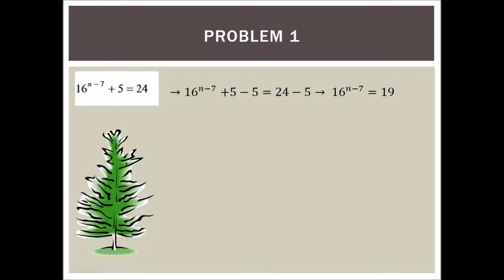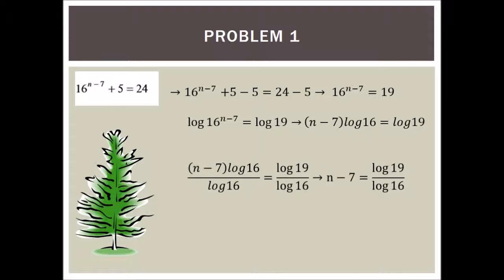Now how in the world are we going to get that exponent off? Well, this comes from the log rules that you have to memorize in the beginning. Take the log of both sides of the equation. This way that exponent n minus 7 can come to the front of the problem. That way we get n minus 7 times log 16 equals log 19. And then at this point we're going to divide by log 16 on both sides. That way the log 16s cancel out, leaving us with n minus 7 equals log 19 over log 16.